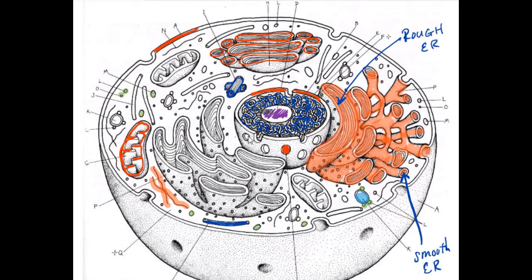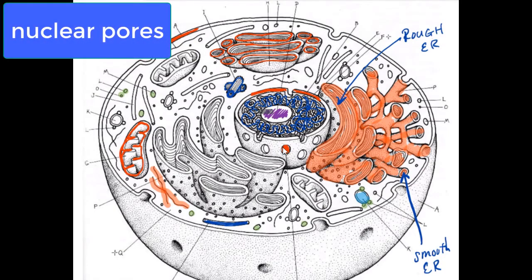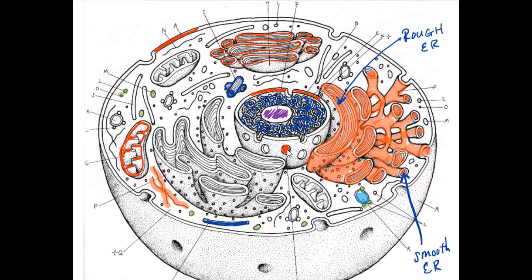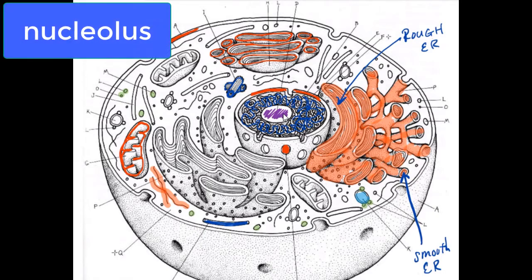These little holes here are called nuclear pores. They're not technically their own organelle. They are a part of the nucleus. In the middle of the nucleus itself, there's this darker dot that you can see when you're looking through the microscope itself, looking at an actual cell. And that darker dot is called the nucleolus. Not the nucleus, but the nucleolus.